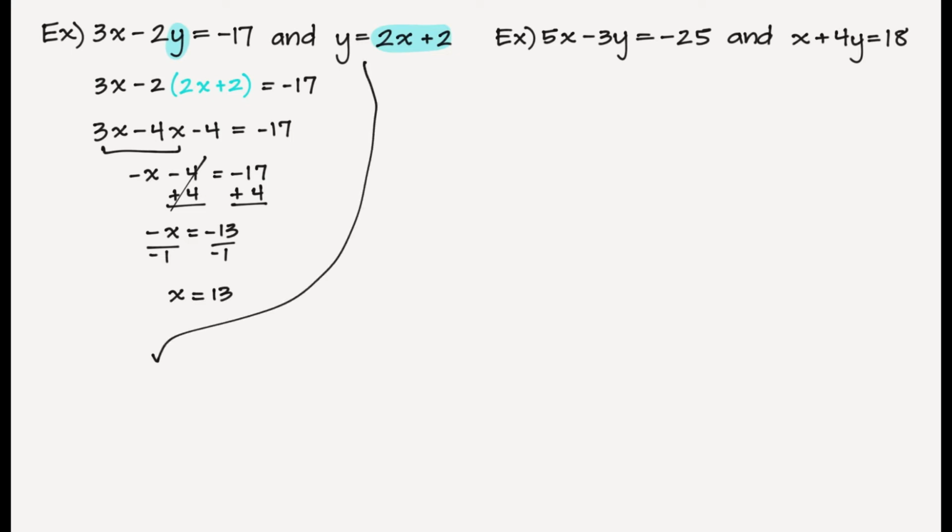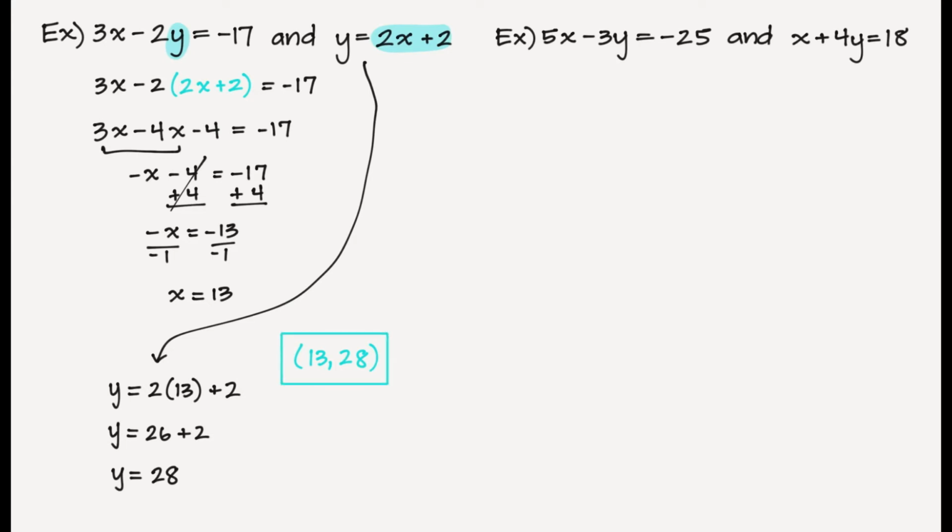And now I'm going to use my second equation again to plug in the x value. So 2 times 13 plus 2 is really 26 plus 2, which is 28. So my coordinate then would be 13 comma 28. And I'm done.